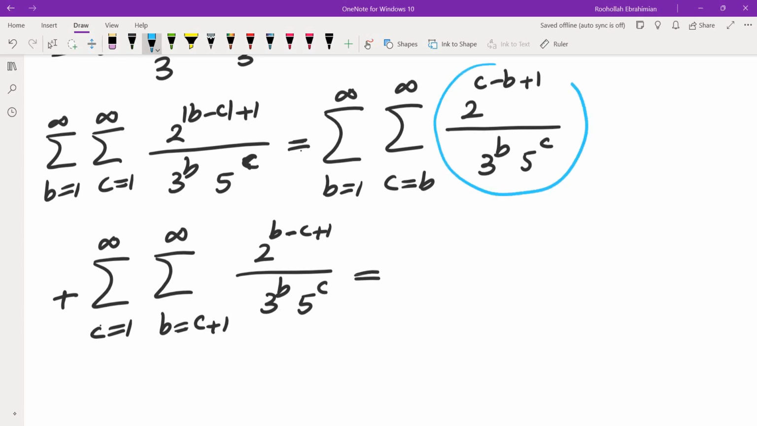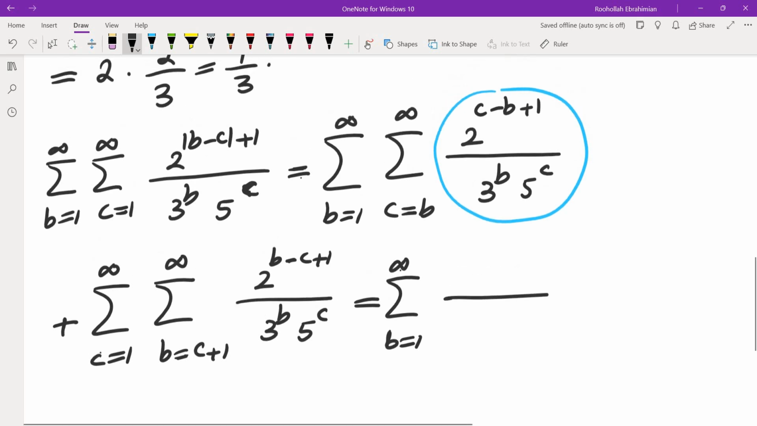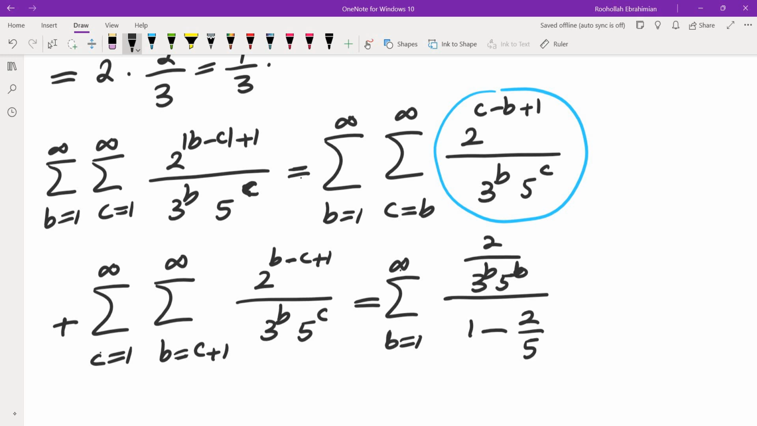This is a geometric sum, the first sum. These are terms of a geometric series. So it's the sum b equals 1 to infinity. The first term is when c is b, so it's 2 over 3 to the b, 5 to the b, over 1 minus common ratio. The common ratio is 2 over 5.